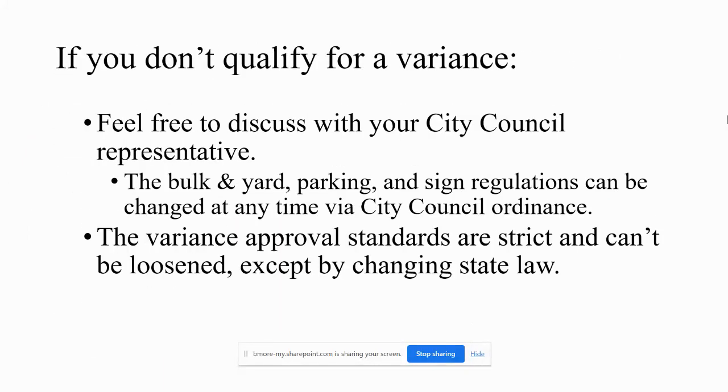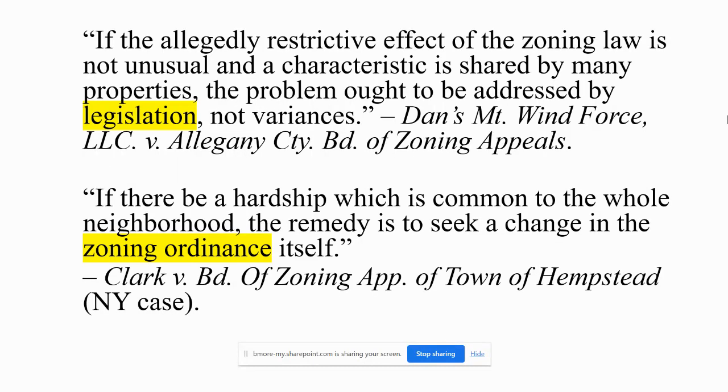So if you don't qualify for a variance, the person to talk to about that would be your city council representative. They can change the bulk and yard regulations, the parking regulations, and sign regulations at any time via city council ordinance. The approval standards for a variance, however, cannot be changed except by changing state law. And the case law is pretty clear that if there are a huge number of variance requests that seem like reasonable requests, the problem should be addressed by legislation, by changing the code, not by giving variances.